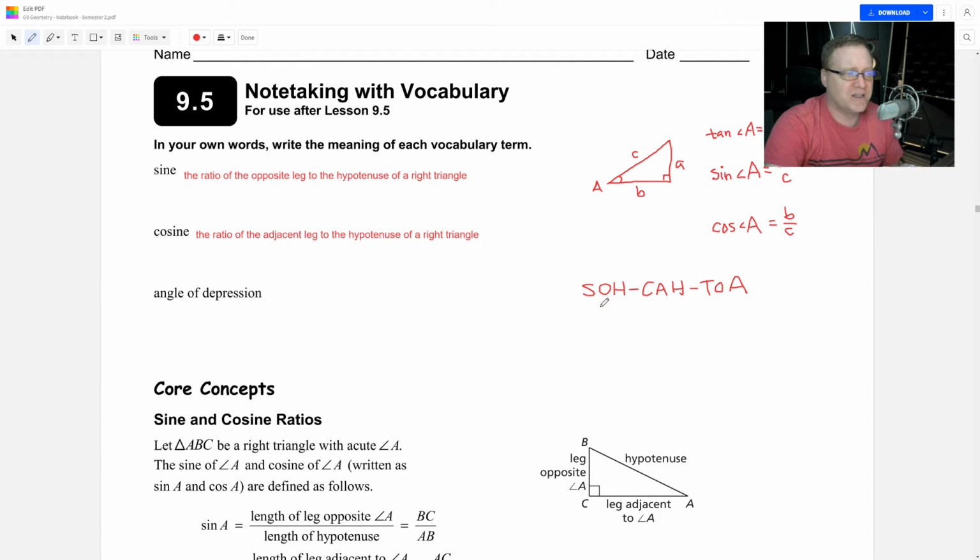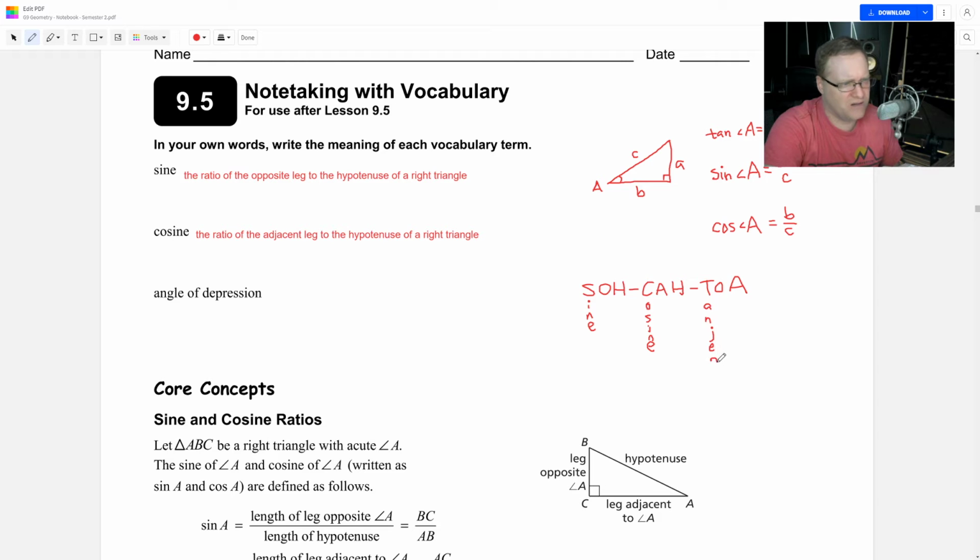And remember, SOH is S-O-H, all right? So it's sine. Sine is the opposite over hypotenuse, all right? And then C, which is the cosine, is the adjacent over the hypotenuse, all right? So B over C, all right? And then TOA, all right? T is the tangent, all right?